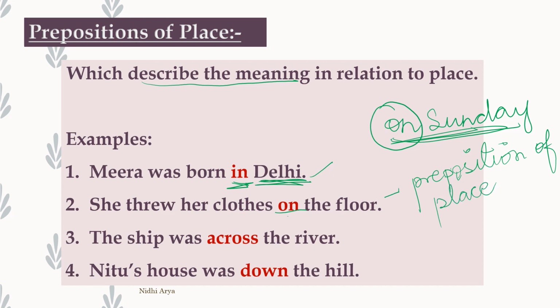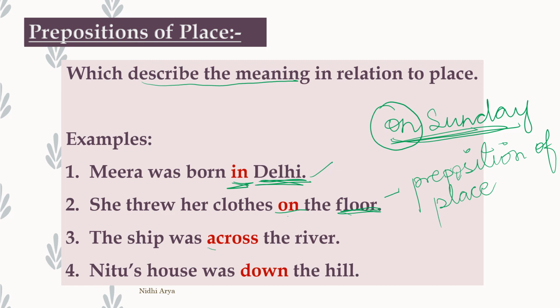So if we are talking about on, and if somebody asks you, on, what is it? Is it a preposition of time or is it a preposition of place? You say it depends on the sentence. सेंटेंस पे डिपेंड करता है कि वो preposition of place है कि time है. She threw her clothes on the floor. Place बता रहा है कहाँ पे throw किए, on the floor.